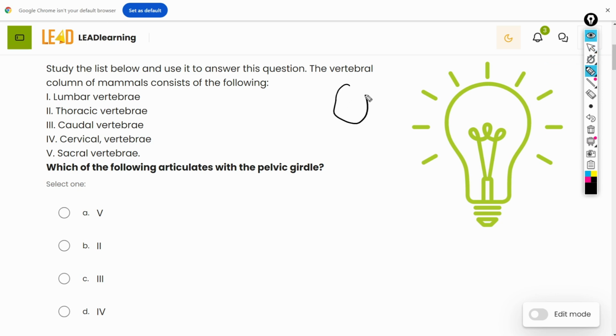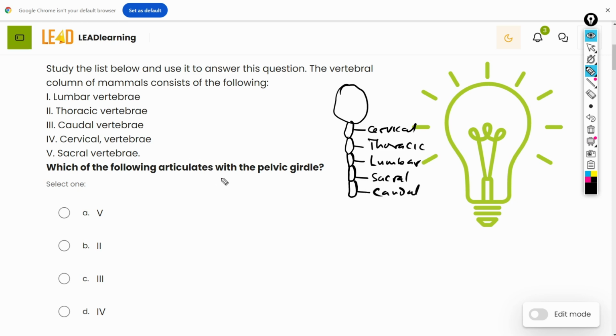So this is the skull here. First set of bone is the cervical vertebra. Cervical vertebra is followed by the second set of vertebral bones called the thoracic vertebra. The thoracic vertebra is followed by the lumbar vertebra. The lumbar vertebra is followed by the sacral vertebra, and the sacral vertebra is followed by the caudal vertebra.